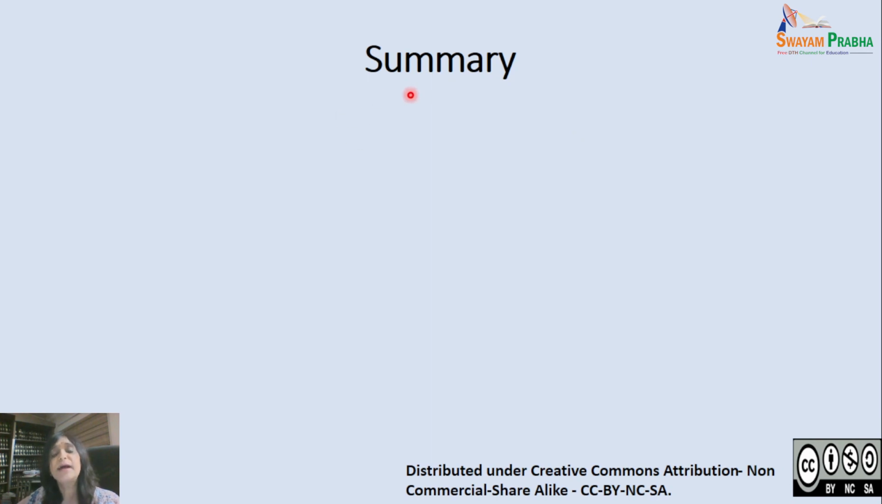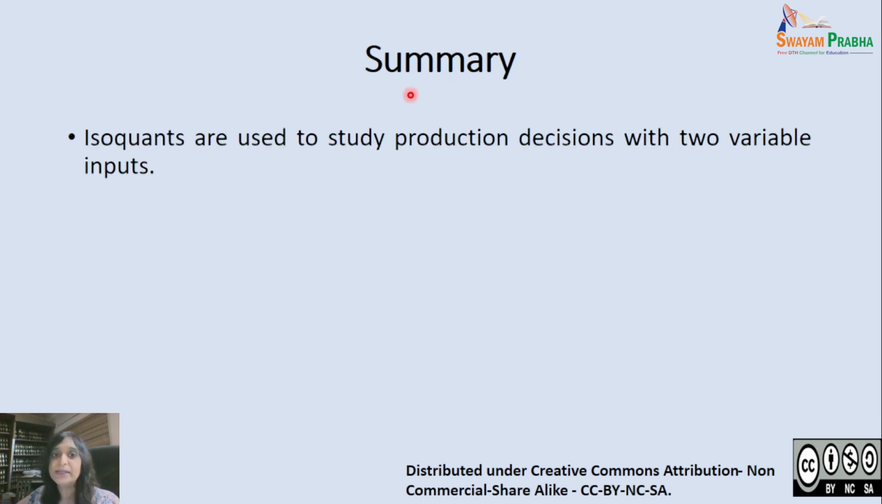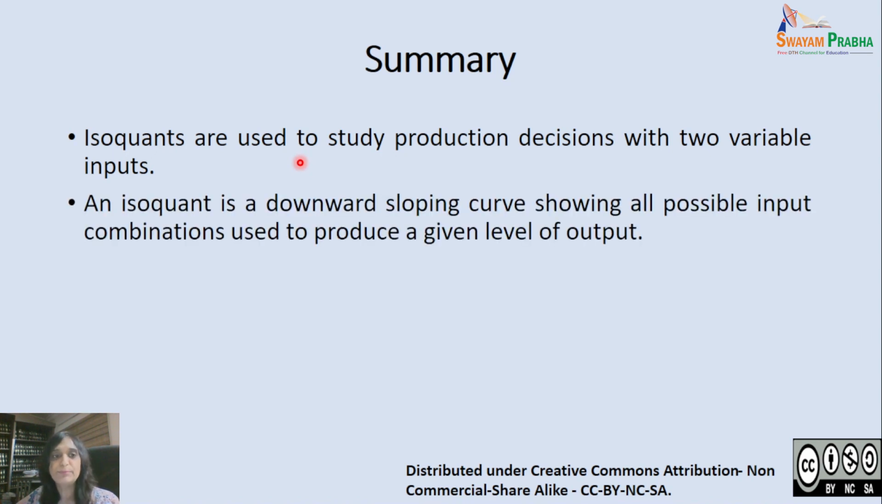So what have we done, my dear learners, today? Let us summarize it quickly. We have talked about isoquants. What are isoquants? We said isoquants are the locus of all those combinations of two inputs which give the same level of production. So isoquants are basically used to study the production decision with two variable inputs. It is the downward sloping curve showing all possible input combinations which are used to produce the same level of output. Isoquant is also called isoproduct curve, equal product curve, or maybe indifference curve of the producer.